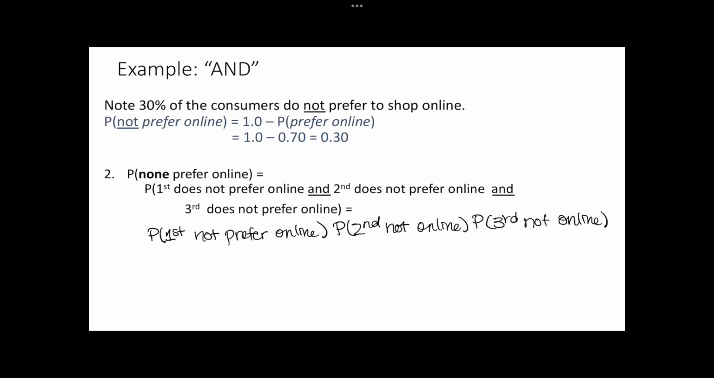Now in each case, we saw that the probability of choosing a consumer that does not prefer to shop online is 0.30. So I'm going to multiply 0.30 3 times. So 0.30 times 0.30 times 0.30 is 0.027.